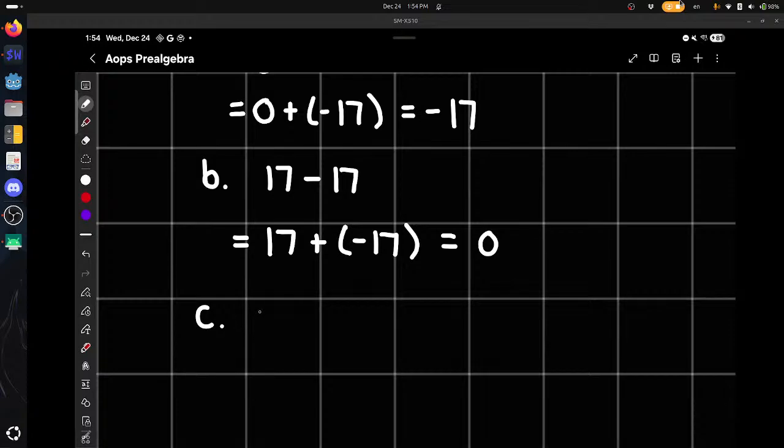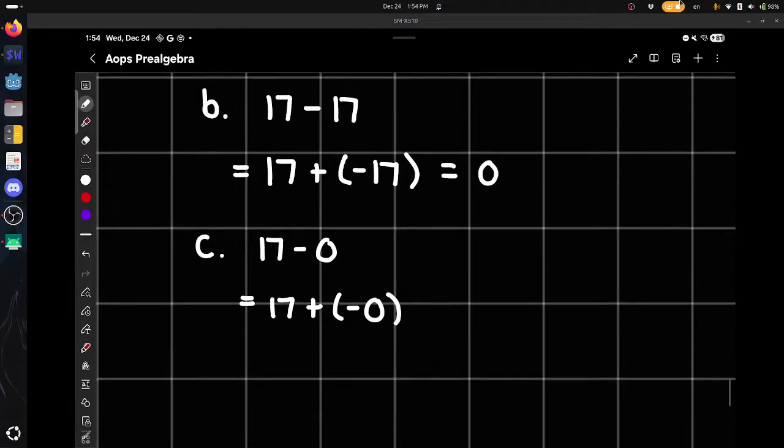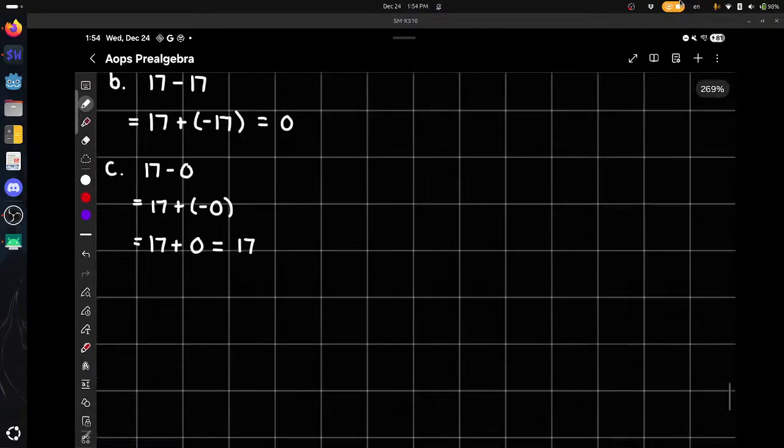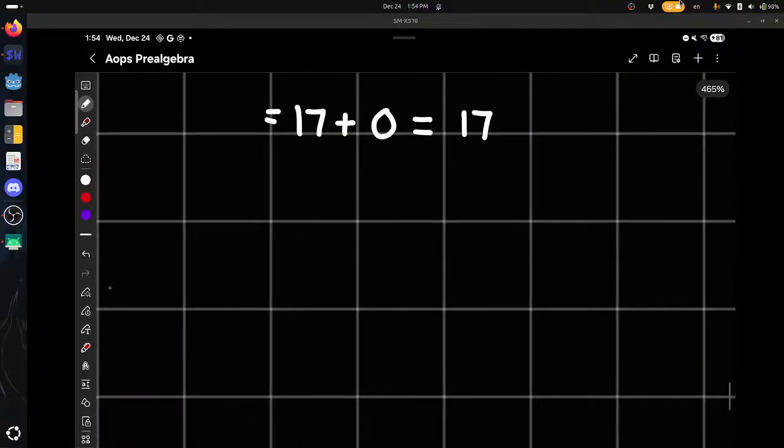Now, C, 17 minus 0. Well, we know that the negation of 0 is just 0. So this is just a positive 17. Move on to the next problem.